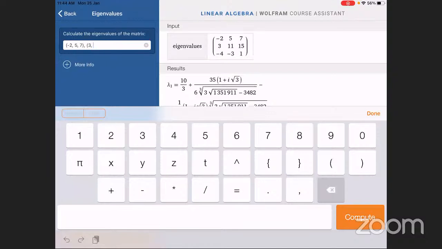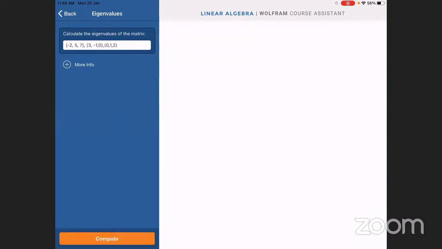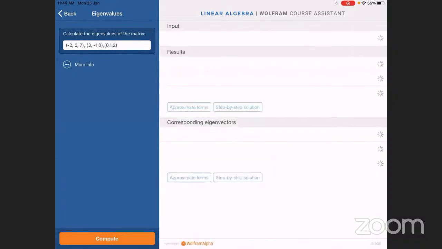So 3, say minus 1, comma 0 is 1. And another matrix, say 0, comma 1, comma 2. This is the third row. Let us take this. Now we shall ask the machine to compute the same. Within no time, it is going to compute the answer.